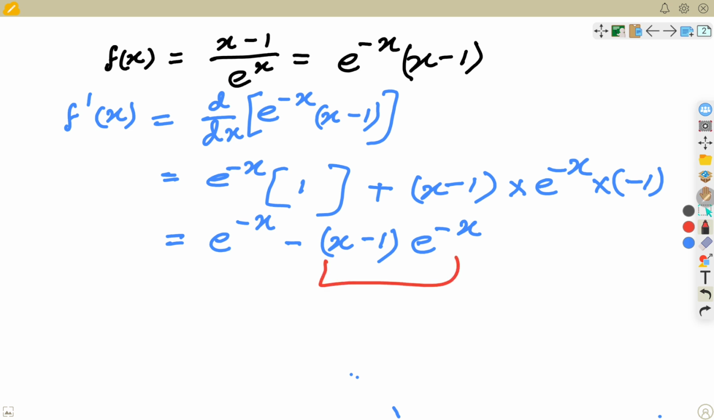The second term, this one, is nothing but equal to y. So we can write e to the power minus x minus y.